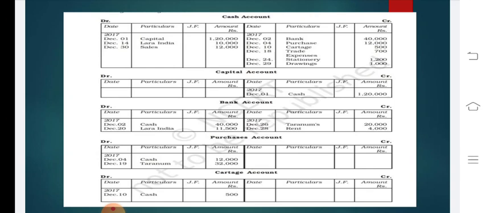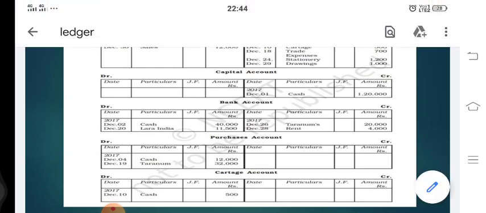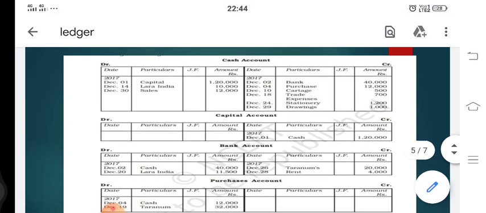The format, as you can see here, is date, particulars, JF, amount. This is for debit. Then on the other half of the page you can see again date, particulars, JF and amount. So the left-hand half contains the debit side and the right-hand half contains the credit side. In total we have half debit and half credit for transactions recorded in the ledger.